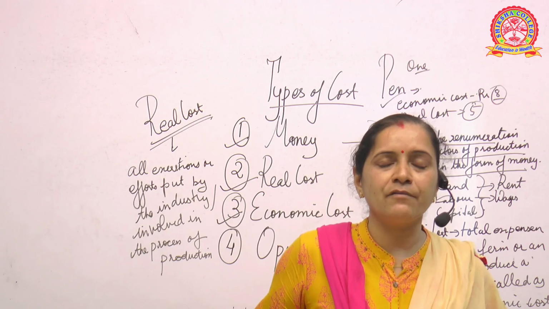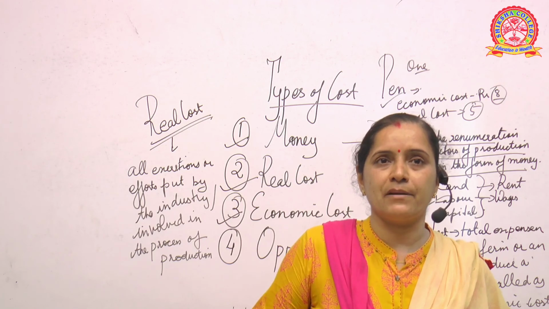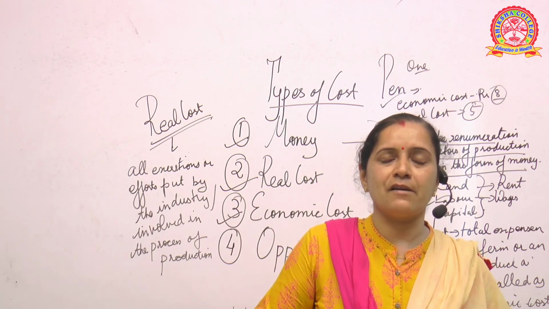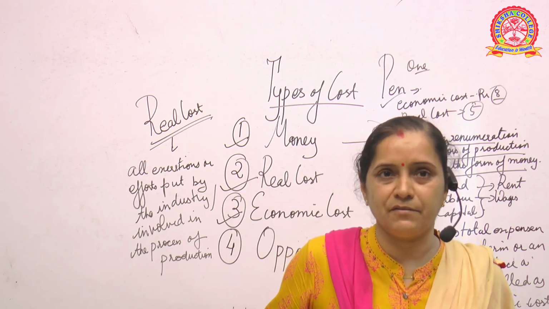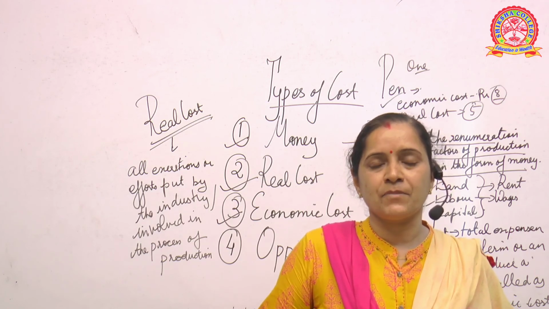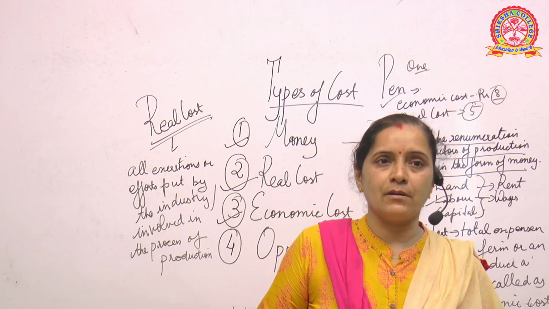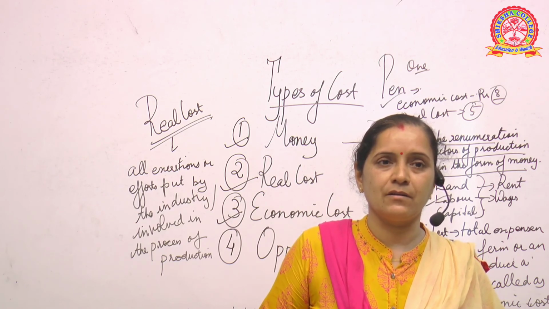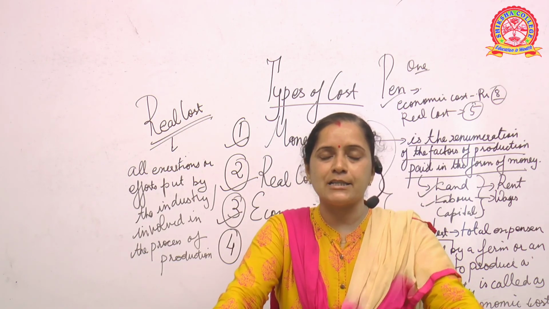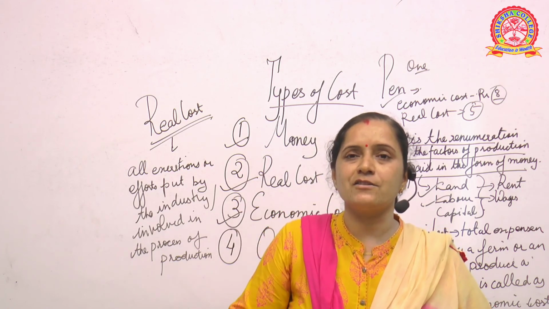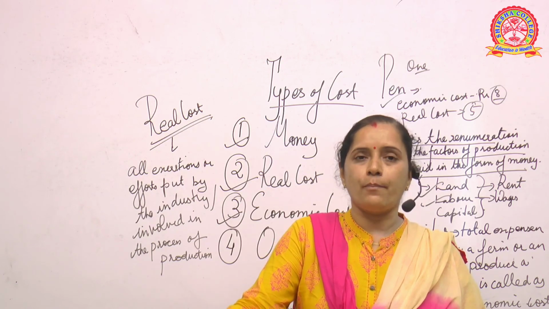Like I have told you, one of the factors of production is land, and for land we are paying rent. Then we have another factor, labor. When labor works, suppose 8 hours or 10 hours, against whatever services they give, we pay them wages. So that is your money, which is very important. Second is the real cost. Real cost is the amount expended, or the exertions made by the industry involved in the process of production. Whatever expenses you incur during the process of production, that is your real cost. Real cost may differ from actual cost, economic cost, and also opportunity cost.